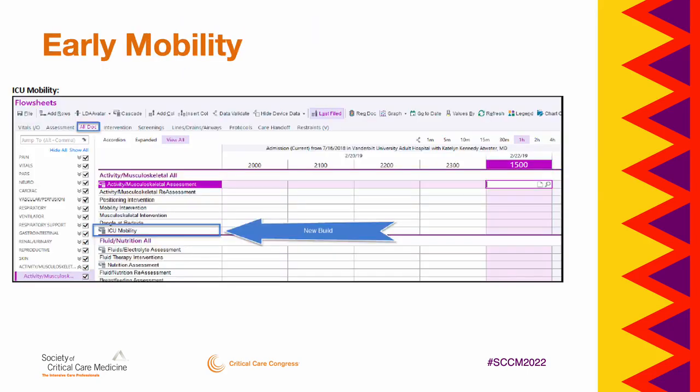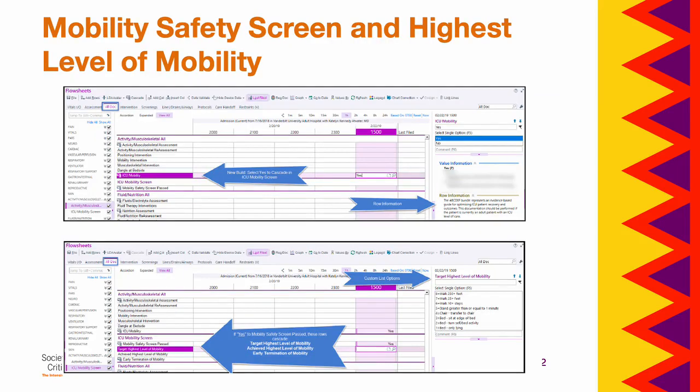So when we added this Epic-specific ABCDF bundle to our electronic medical record at Vanderbilt, some of the specificity of the ICU mobility component was new for us. One of the new components, as you can see at the bottom of this slide, was adding a target level of mobility for patients. As you can see here on the right-hand side, the nurse would document every day the patient's targeted level of mobility.